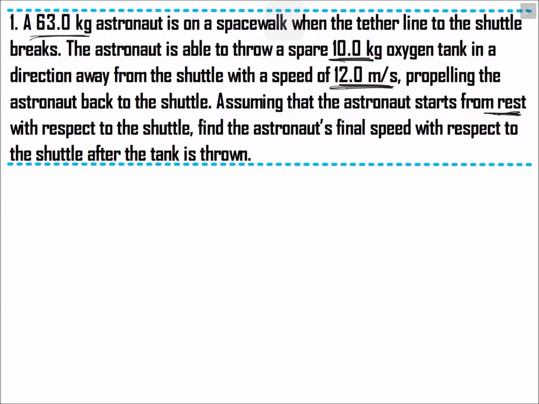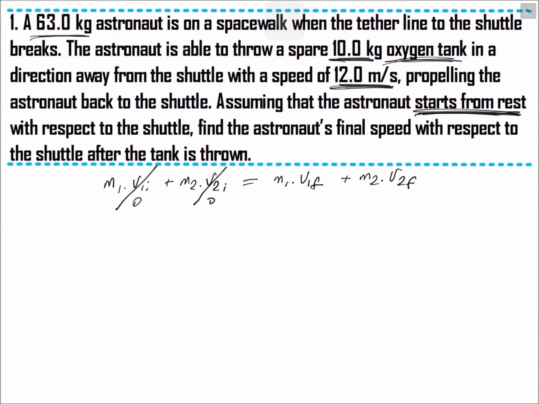If the astronaut is initially at rest, the oxygen tank is also at rest because it's with the astronaut. This is the conservation of momentum: m1 times v1 initial plus m2 times v2 initial equals m1 times v1 final plus m2 times v2 final. Since the astronaut and the oxygen tank are initially at rest, both initial velocities are 0, so the left side of the equation is 0.